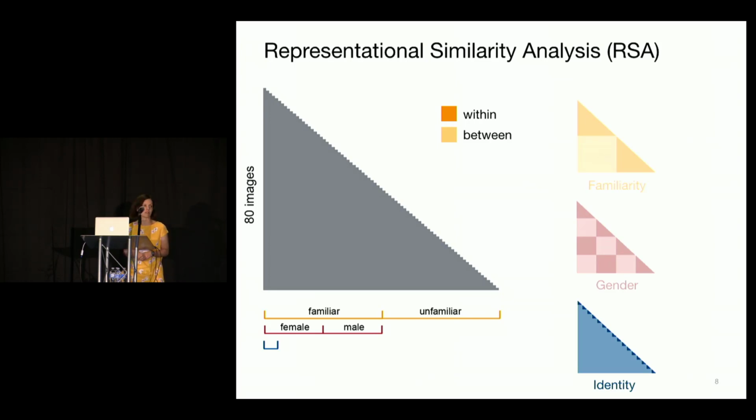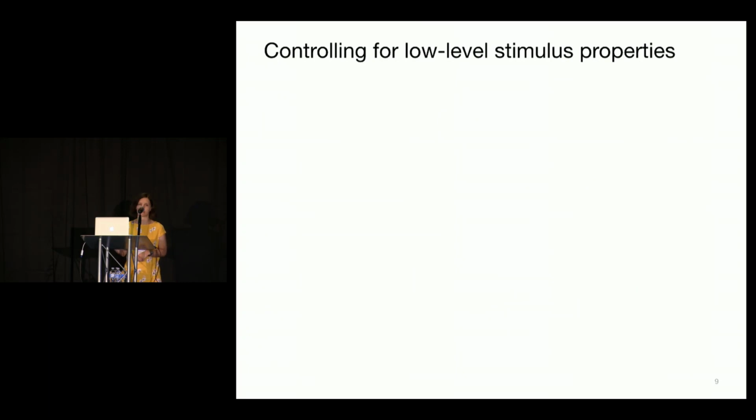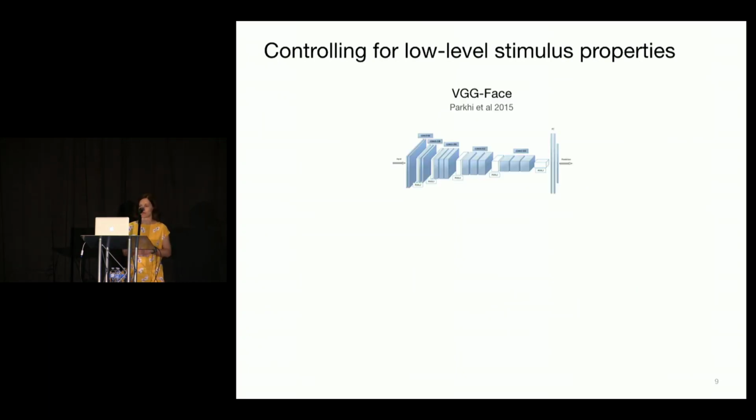However, you could still imagine that there are low-level stimulus properties that also contribute to these differences. So we would control for low-level stimulus properties by using a convolutional neural network. And these networks, as we've heard a lot before, actually work really well. In particular, the early layers of these networks are good models of the early visual system, like V1 in our system. And this network here in particular, VGG face, has been trained on millions of face images.